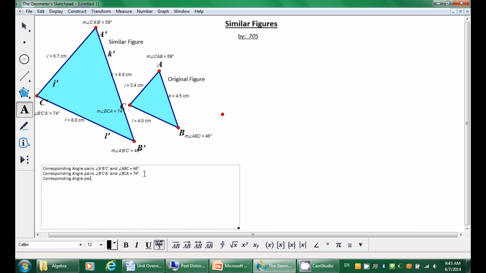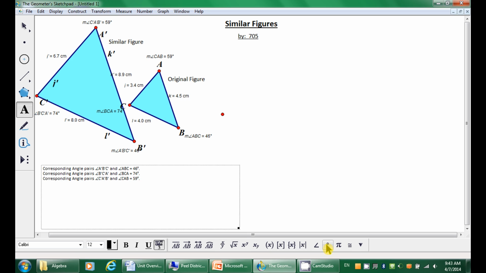Corresponding angle pairs. Angle, which one haven't I done? I haven't done this one. Angle C prime, A prime, B prime, and angle CAB equals, in my case, my diagram, 59 degrees.